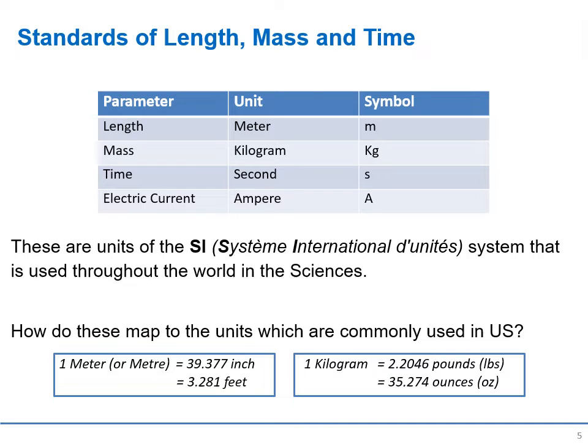So, standards of length, mass, and time. These are the parameters, these are the quantities: length, mass, time, and electric current. Now, the units. There is a difference between unit, symbol, and dimension. Right now we are checking the units.